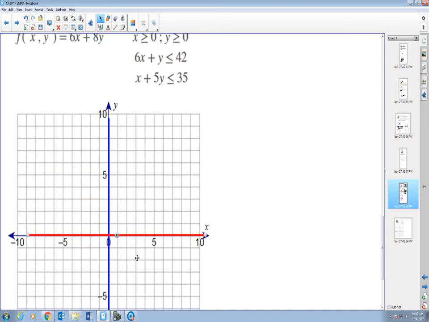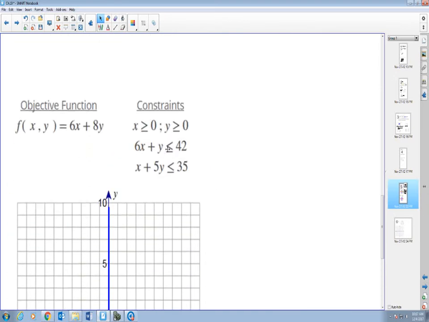Okay, so to the right and above is right here so far. Alright, this is a little bit aggravating. Okay, this one, solving for y. So that will be y less than or equal to negative 6x plus 42. That's big.